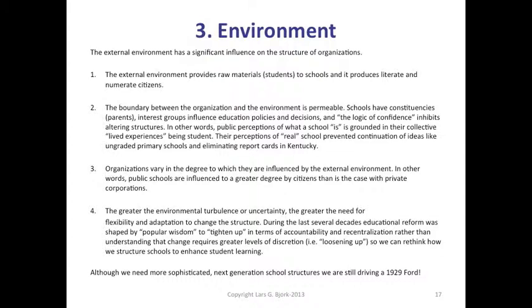In other words, public perceptions of what school is prevented the continuation of ungraded primary schools and the elimination of report cards in Kentucky. Organizations vary in the degree to which they are influenced by the external environment. In other words, public schools are influenced more by citizens than are private corporations.